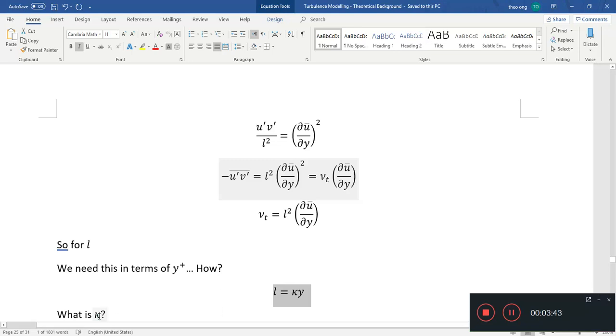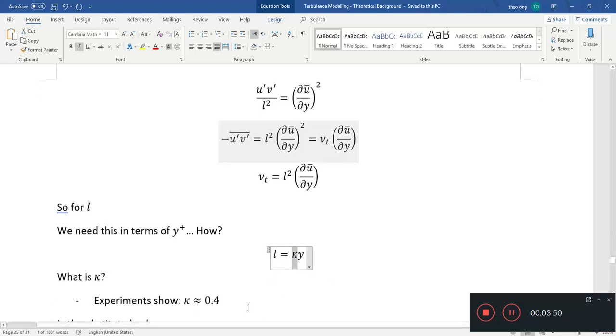The question is, what is kappa? How do we get this constant over here? The constant you have to determine experimentally. There's no choice in that. Experiments show that kappa is around 0.4, which is basically within our estimate of 0 to 1. So that's a simple part.